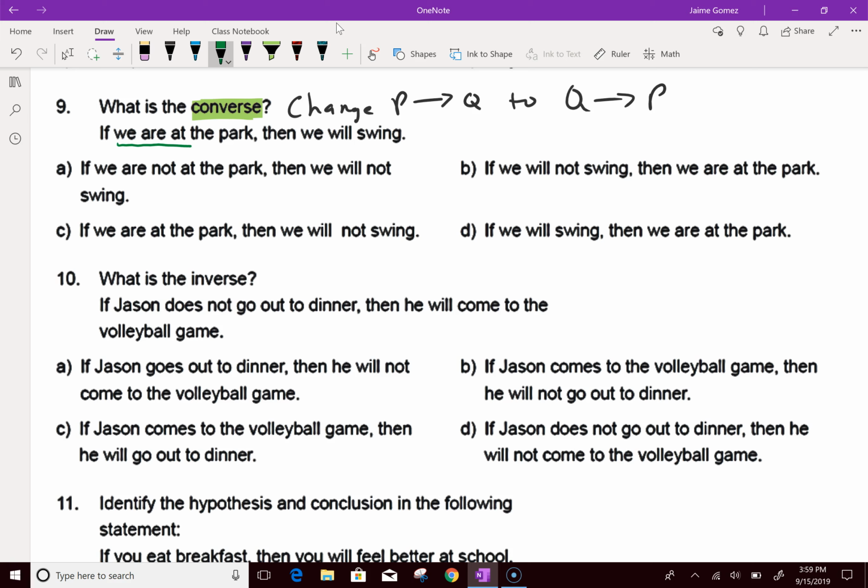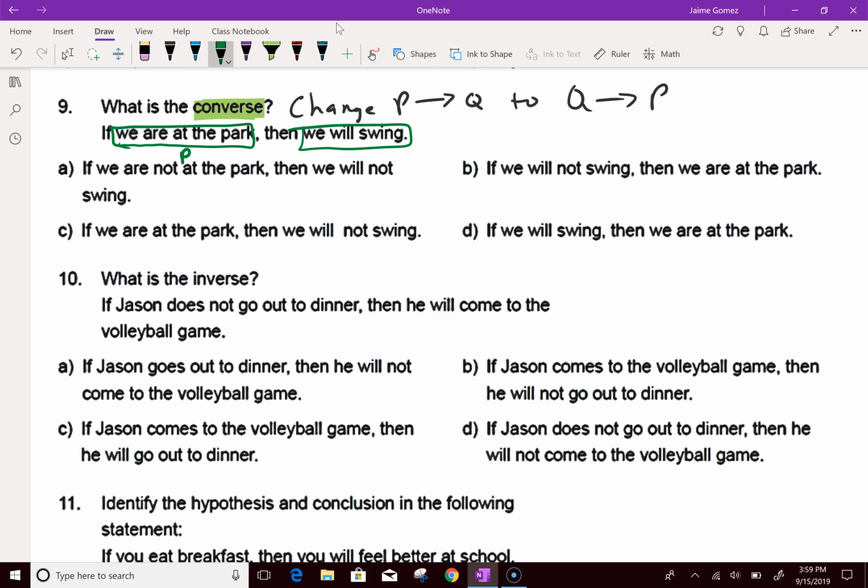So if we are at the park, then we will swing. This is P, that's Q. Change it to Q first. Now you're going to write down if Q, then whatever P is. Q is we will swing, so we're looking for if we will swing. If we are not at the park, that doesn't make sense. We're looking for if we will swing.